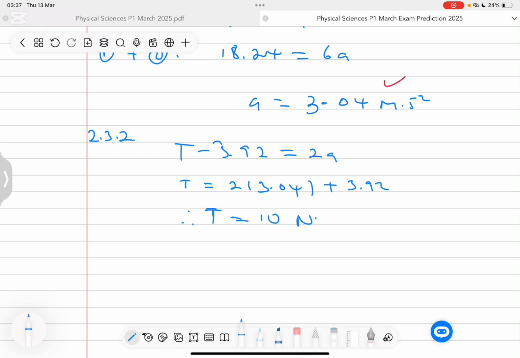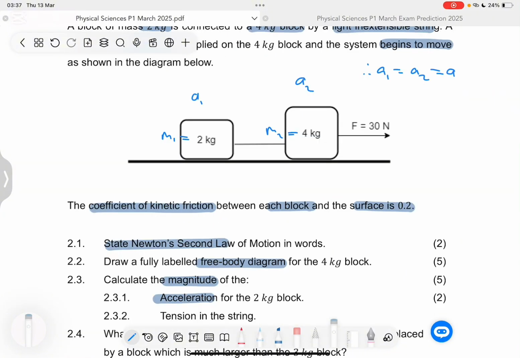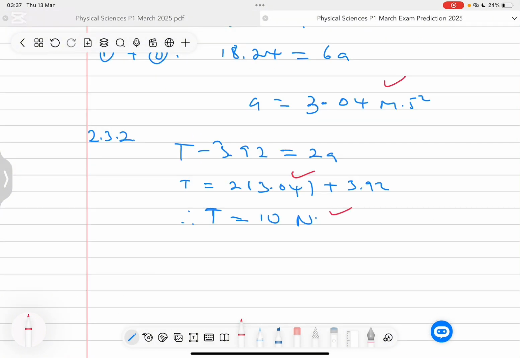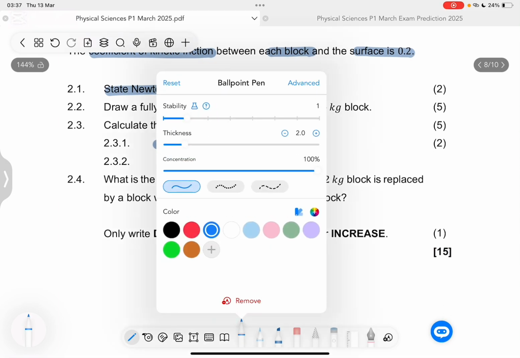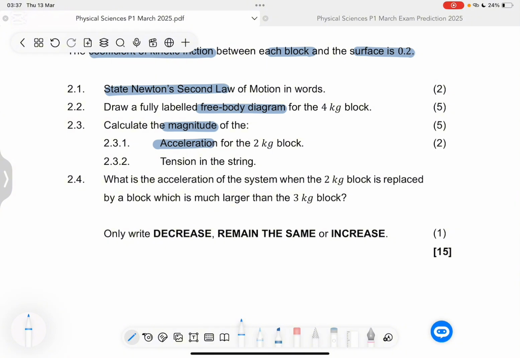Now, this is going to be marked out of 2 marks. They'll mark the fact that you substituted this and you wrote the final answer there. And that is how you get your 2 marks. Now, we are ready to do the last question, 2.4, where we are asked: what is the acceleration of the system? Remember, the acceleration is of the whole system because it moves with the same acceleration. So what is the acceleration of the system when the 2 kilogram block is replaced by a block which is much larger than 3 kg?